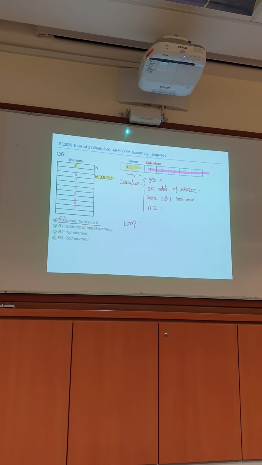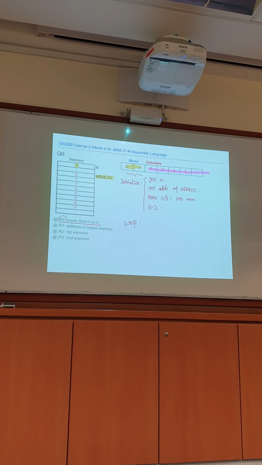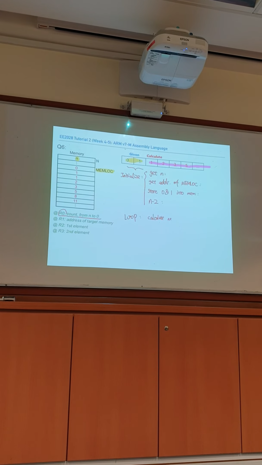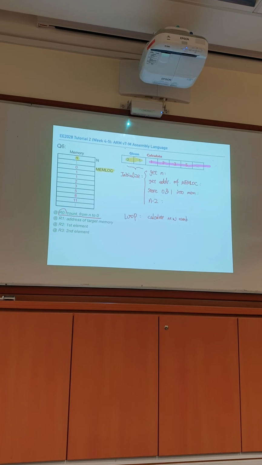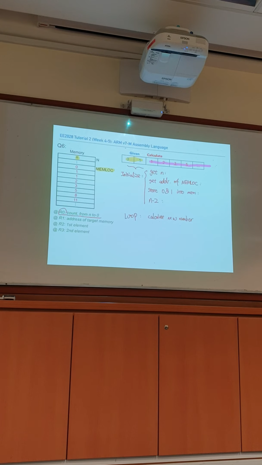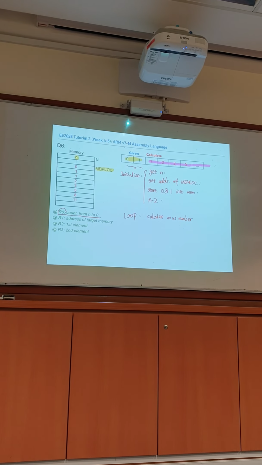In your loop, what should you do? Again, what are the repeat actions we just summarized? Add and store. Calculate and store, right? So first, you need to calculate the new number, right? And then, okay, let's finish the instruction here so that I can refer to the registers.